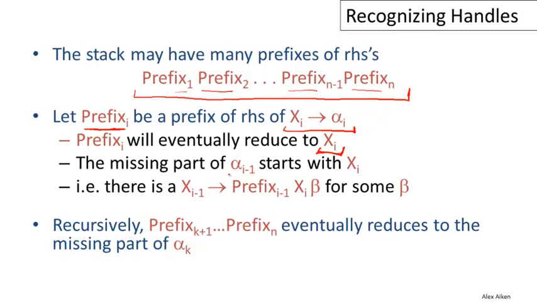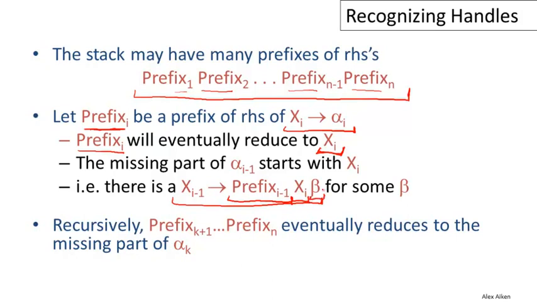So if I look at the previous prefix, the one that's right below prefix sub i on the stack, then when I perform this reduction, that xi needs to extend that prefix to be closer to a complete right-hand side of that particular production. Okay? In particular, there's going to be some production that already has a portion of its right-hand side on the stack, so prefix sub i minus 1, and xi is going to extend that prefix.